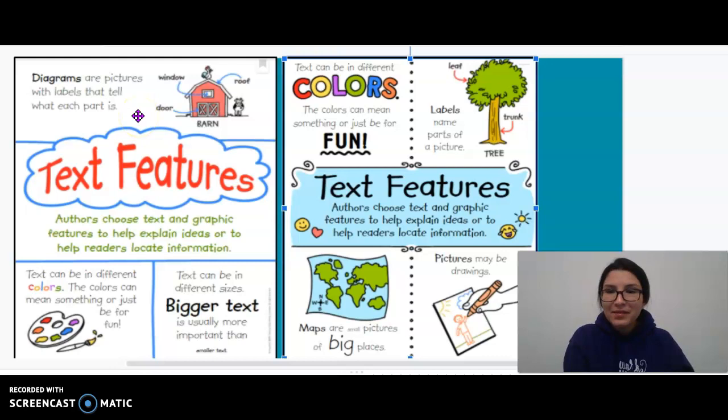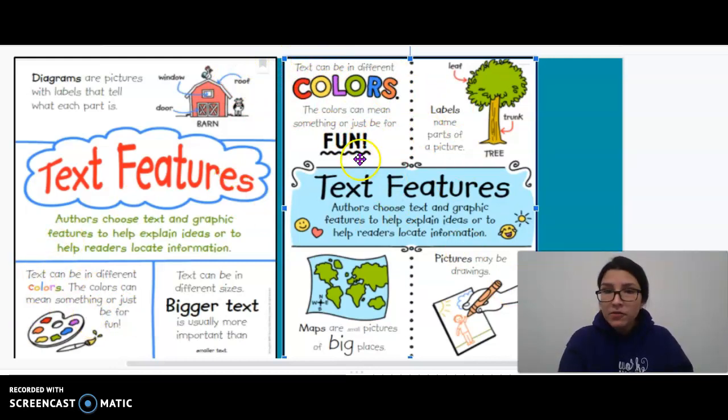Diagrams. Go ahead and say it with me. Diagrams. Excellent job. Diagrams are pictures with labels that tell what each part is. So here's an example. Here's an image with the labels. Now remember, diagram is the picture and the labels. That's the diagram. Picture and the labels. Now labels name parts of a picture. Labels are just the words. So trunk, leaf. Okay? So diagram, the pictures, and the labels. Labels, just the words.